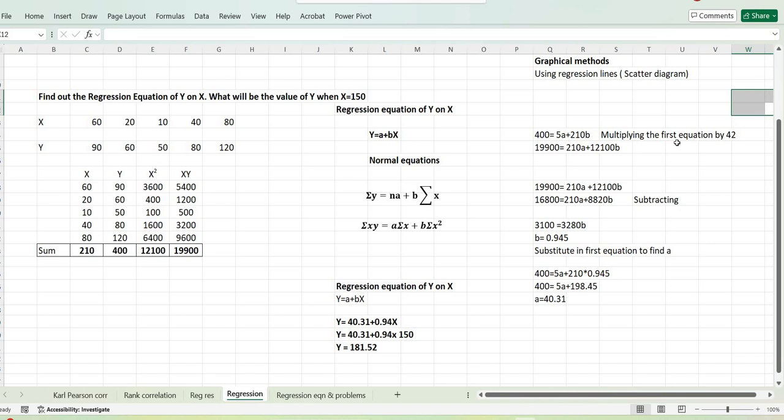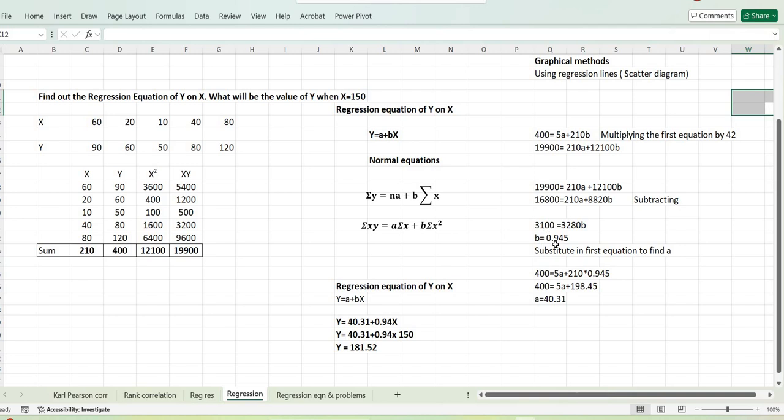So if we multiply the first equation by 42, so that 5a becomes 210a, we can cancel this when we subtract it. So we are writing the second equation first. 19,900 is equal to 210a plus 12,100b. And when we multiply the first equation by 42, we get 400 into 42, 16,800, 5 into 42, 210a, and 210 into 42, 8820b. So now when you subtract, we get 3,100, 210a gets cancelled, is equal to 3280b. So the value of b is 0.945.